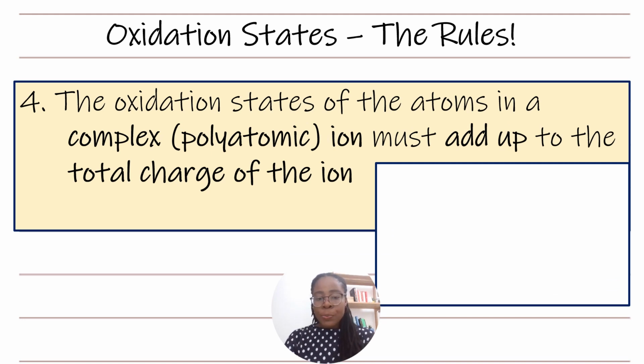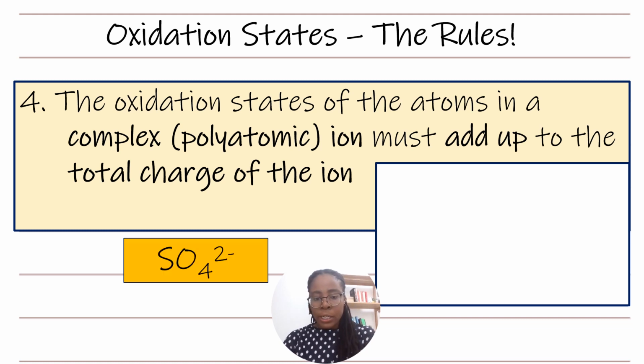Rule number 4, if we are dealing with a complex ion or a polyatomic ion like sulfate, hydroxide, manganate, nitrate, for example, all of the oxidation states of the atoms must add up to the total charge of the ion. So instead of adding up to 0, as we did with the compound before, they have to add up to whatever the charge of the ion is.